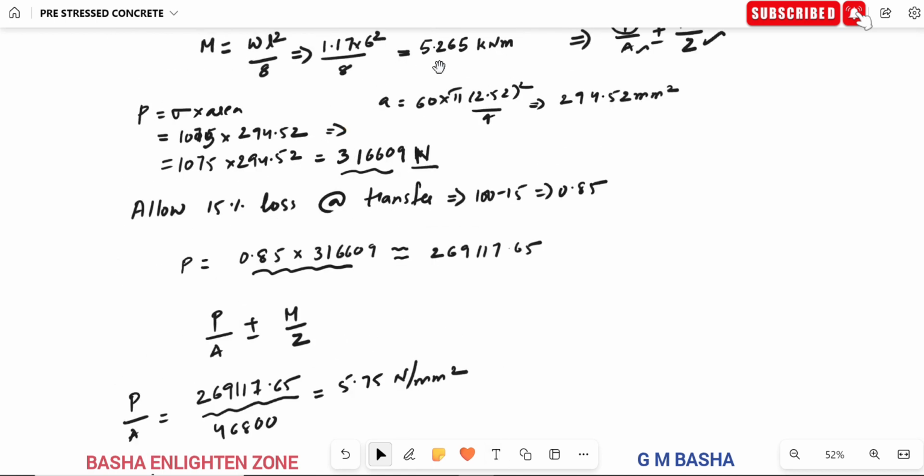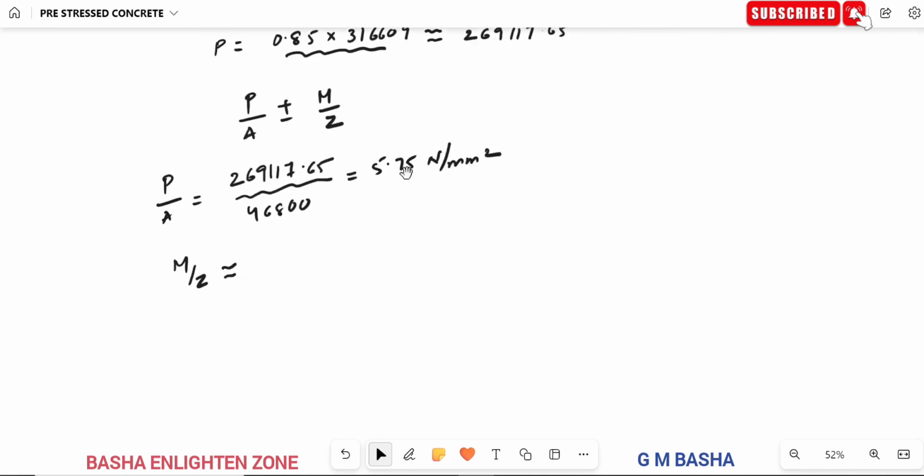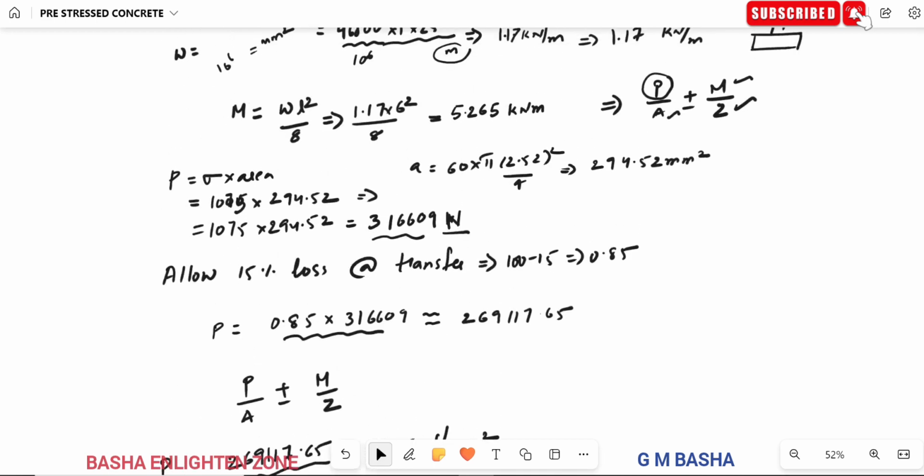See here, 5.265 kilonewton meter. So that is in terms of Newton, 10 to the power of 3 mm into, that is per meter into mm, it will be 10 to the power of 3. I will show you here. 5.265 kilonewton meter divided by Z value. How much Z value will be obtained? 3722400 mm cube. Just go to the previous, before the paper, and you can check where the Z value was obtained.